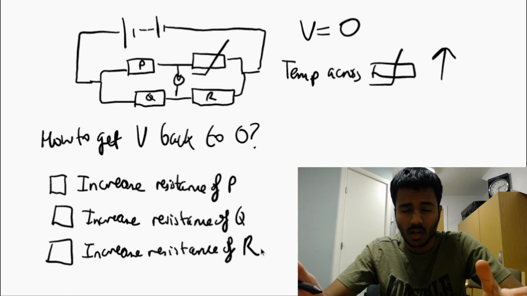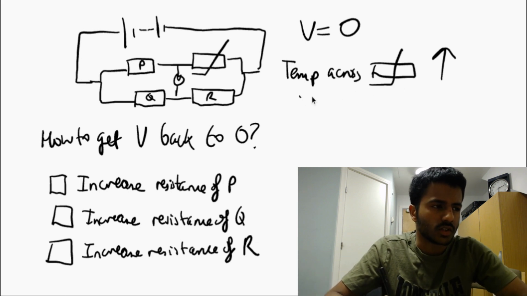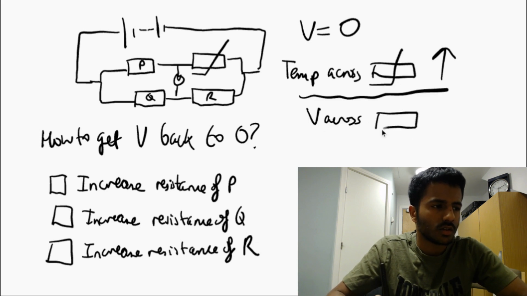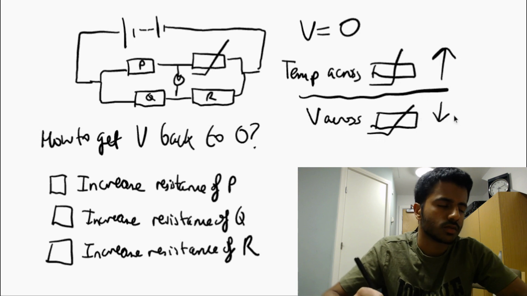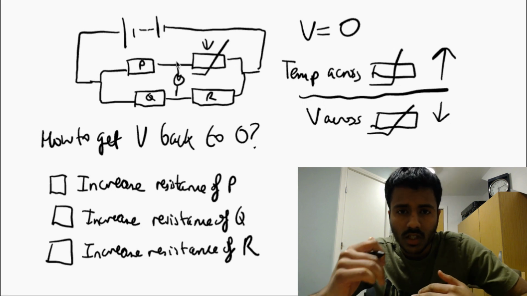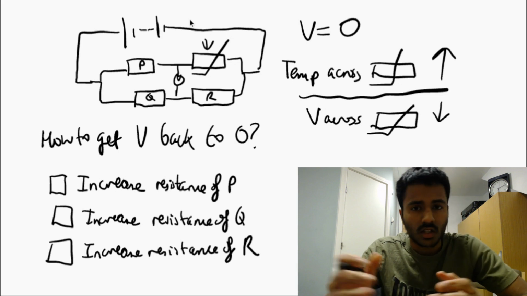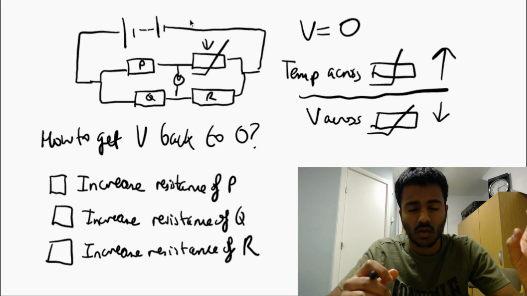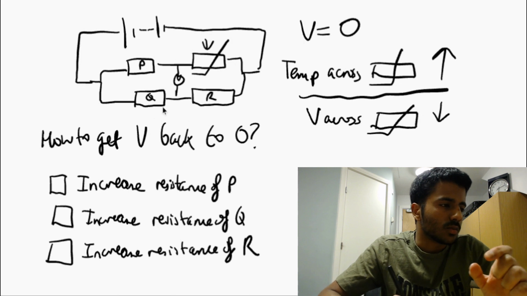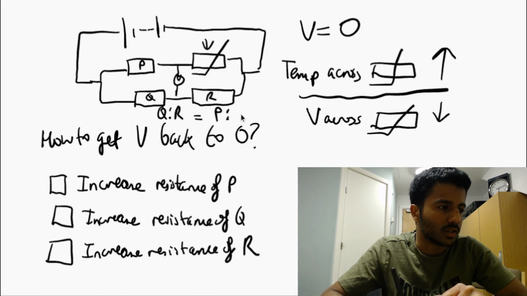Now I hope you have some time to think about that. So let's look through this. You know that the temperature across the thermistor increases, and what that means is the voltage across the thermistor decreases. So if the voltage across this decreases, this voltmeter is set up so that if the voltage on the right hand side decreases, in order to get the voltmeter back to 0, the proportion of the voltage across Q to R must be the same as the proportion of the voltage of P to the thermistor.